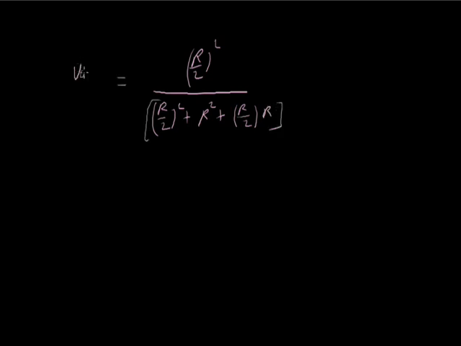Put the value of small r as capital R by 2, and we are getting r by 2 the whole square, and r by 2 the whole square plus capital R square plus r by 2 into capital R, the volume of the upper cone to the volume of the frustum.